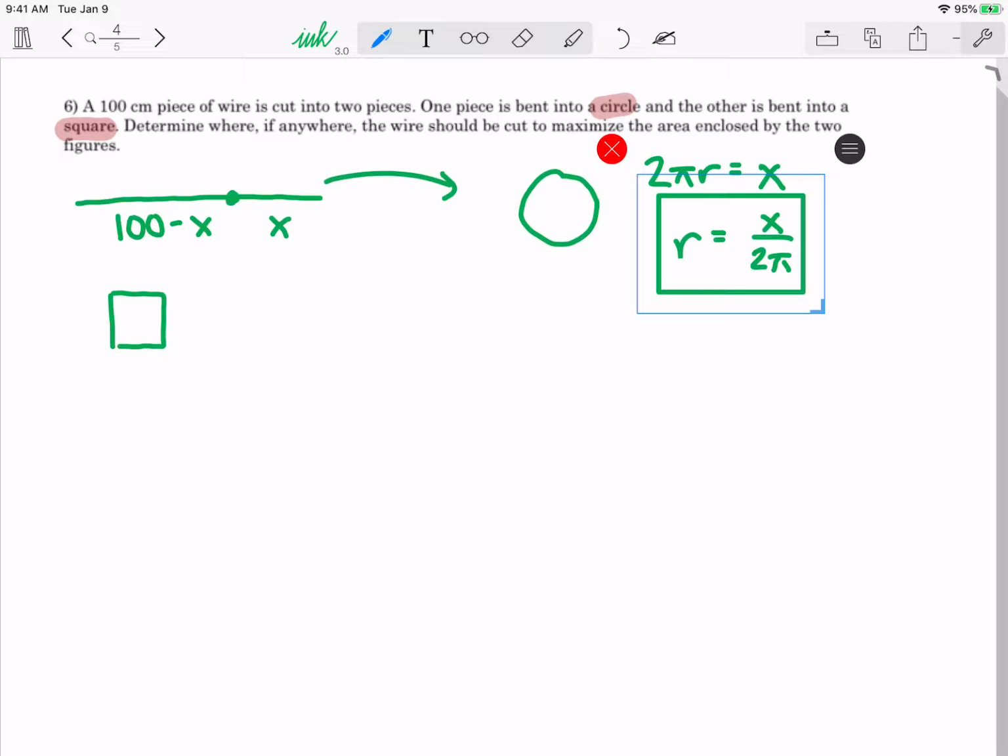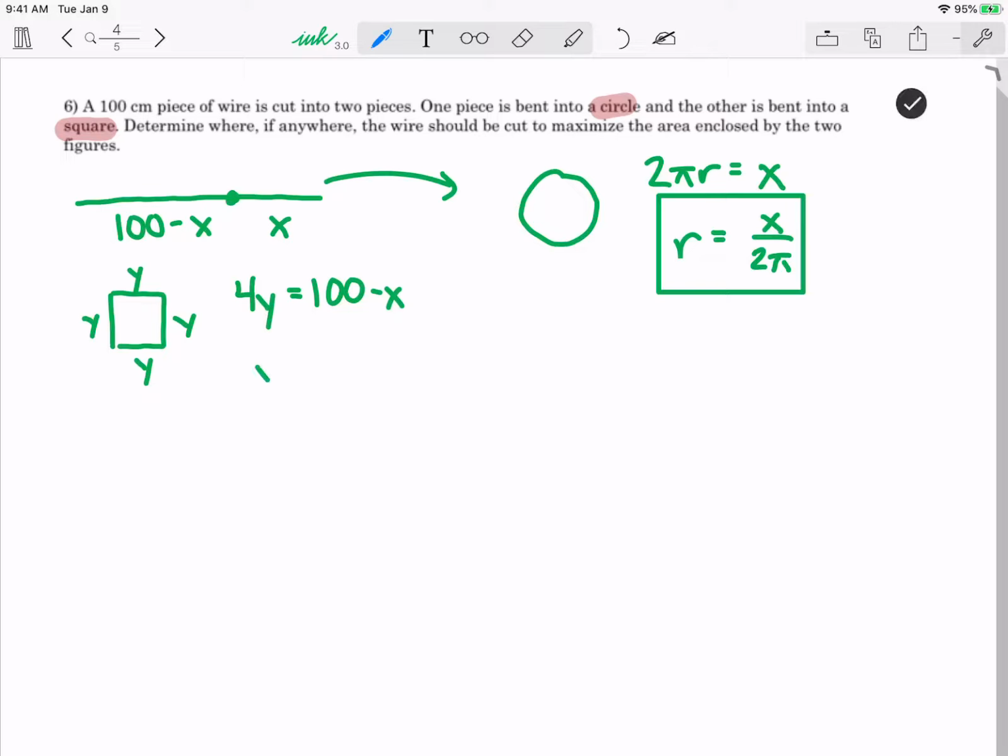So now, perimeter. My sides of my square are going to have some length y for each of the sides. So then the perimeter is simply 4y, and that has to equal the 100 minus x centimeters of wire that I cut to turn into a square. Now, like I said, I'm going to solve this for y. So y is simply 100 minus x over 4. So now both of my variables are in terms of x.